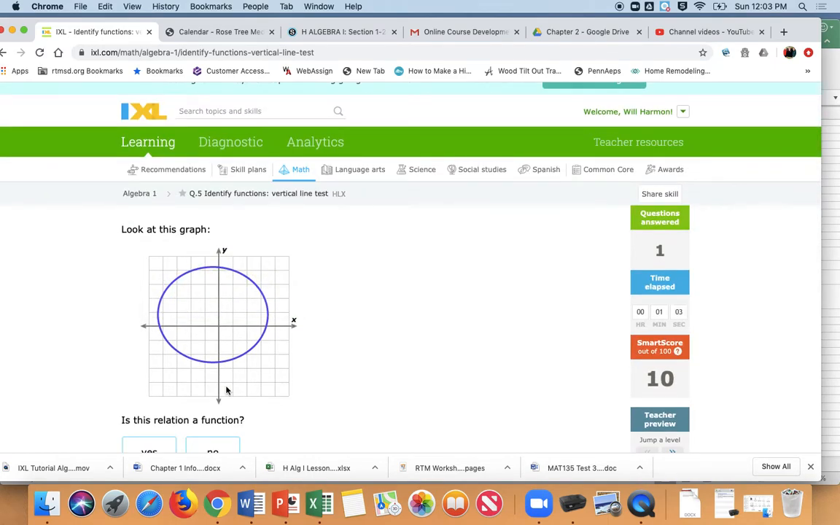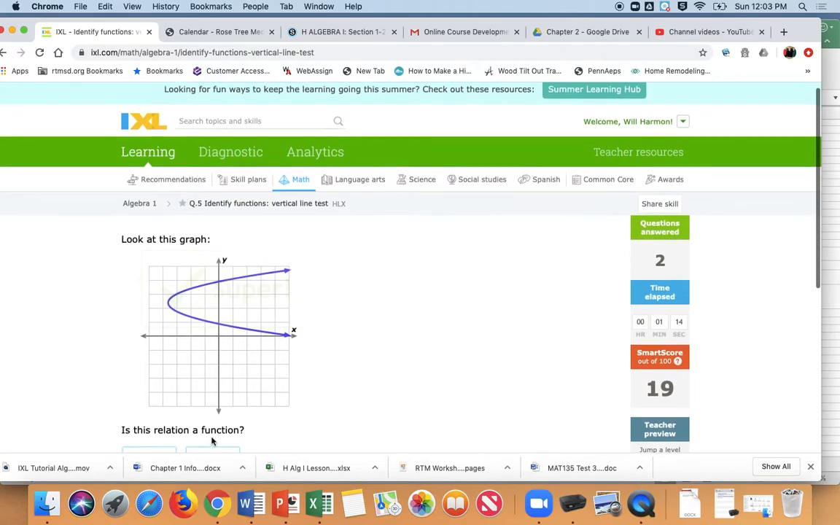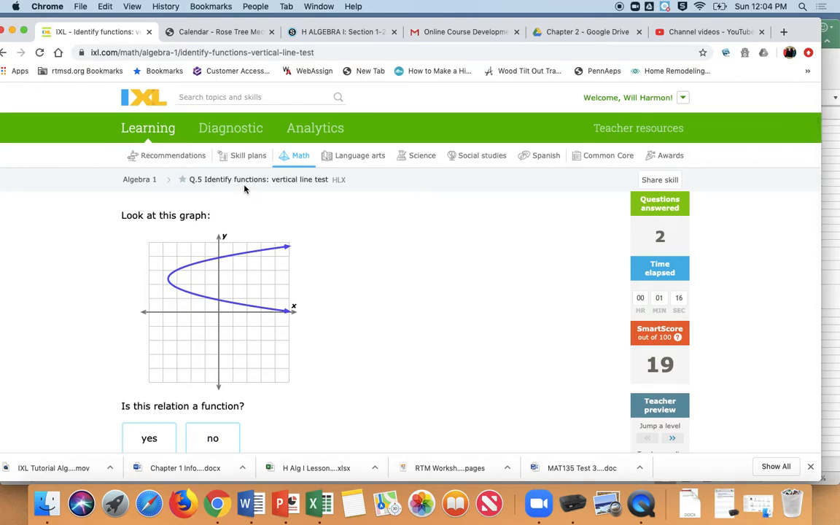What about this one? Well, it's pretty much the same shape as the other one. So this is a little bit more oval. So if I drew a vertical line right here, you notice it touched right there and right there. Not a function. All right, here, this C or sideways U. If I draw a vertical line right here, okay, it touches right there and right there.